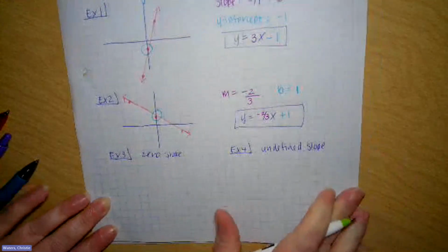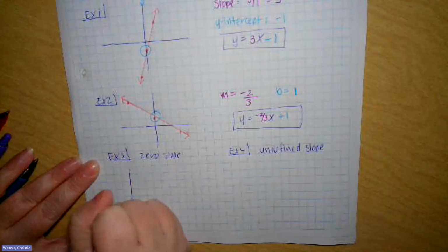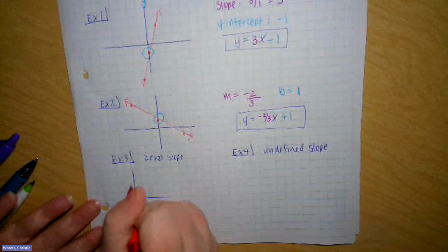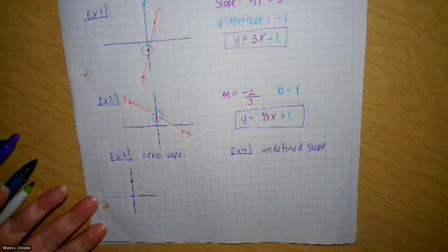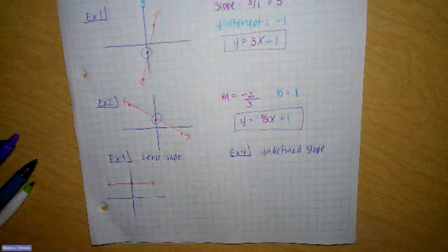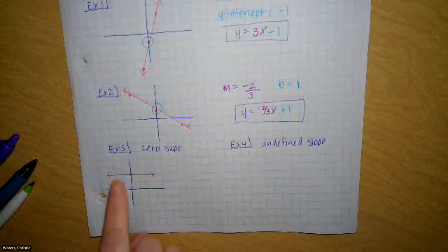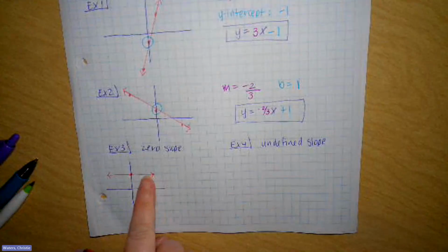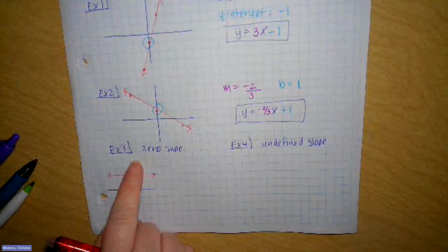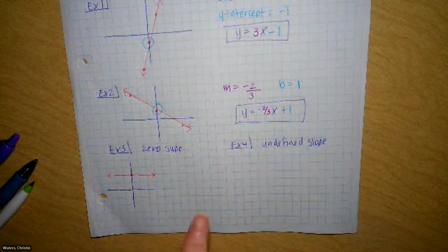Okay, so let's look at the 0 slope line first. Remember, 0 slope lines are flat. So we are going to go up 2 spaces onto the y-axis, and we're going to just draw our line horizontally through that point. Remember, it's 0 slope because there's no rise, but there is a run. So the top of this fraction would be 0, but the bottom would have a number.